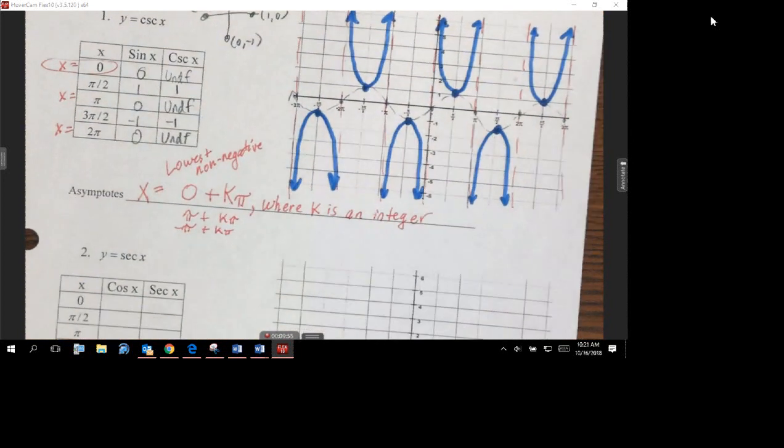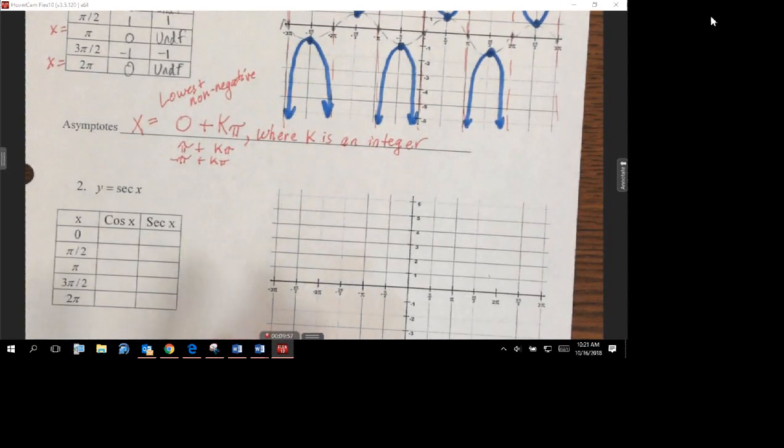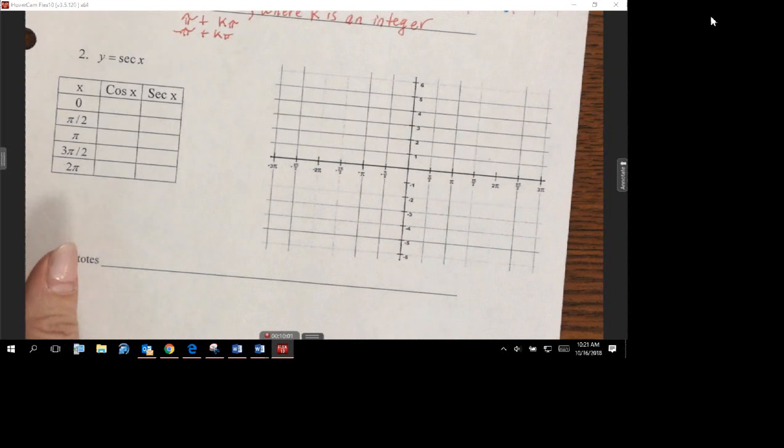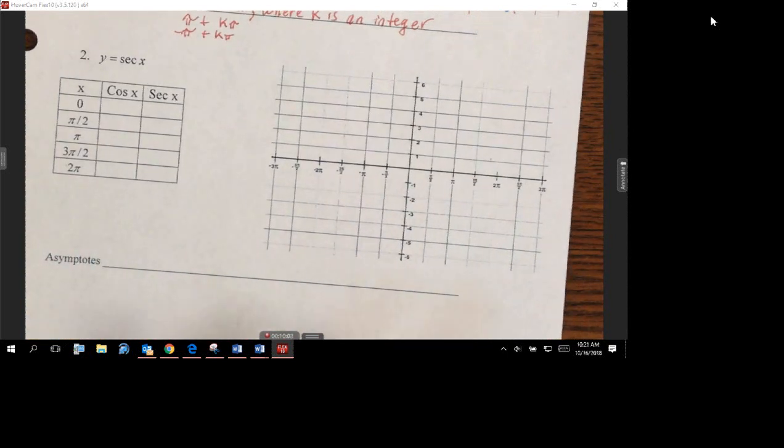Okay, so now let's see what you can figure out for secant. Because sine and cosine look like almost the same graphs, maybe secant and cosecant almost look like the same graphs. Did anybody graph these last year? Did you graph them in honors? If you didn't, it wouldn't have been a whole lot of time spent on it.